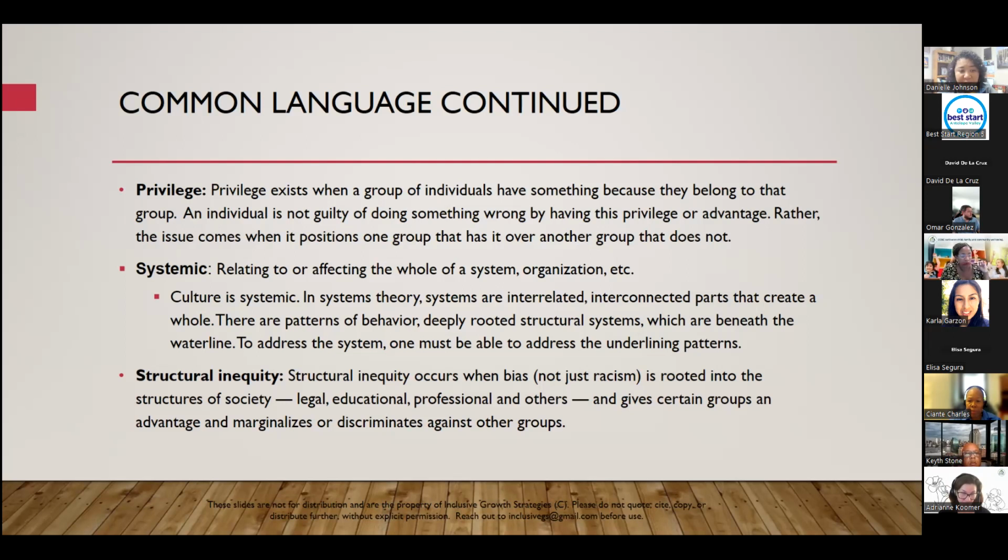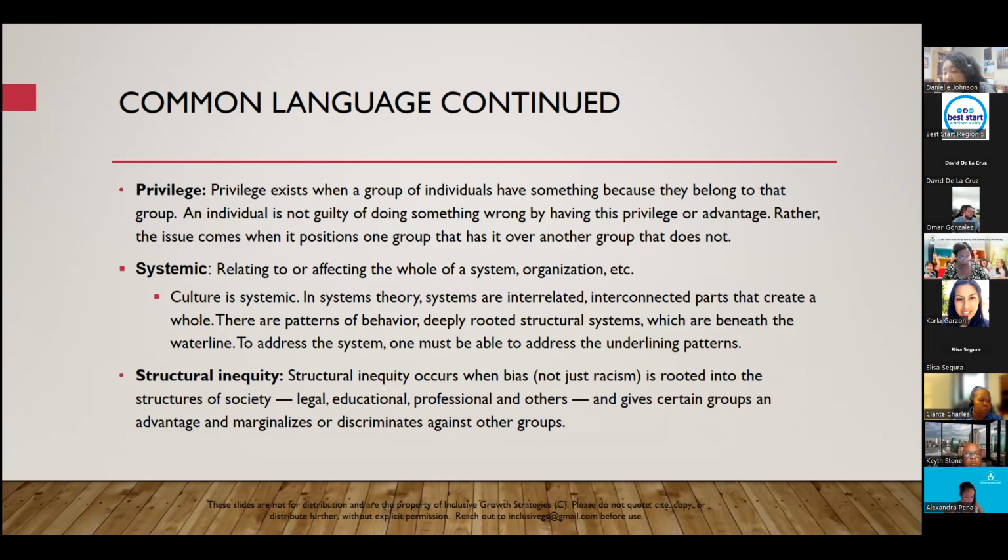Understanding systemic, there are systems always at play. You're in a system in your organization, right? There's the federal system, there's your national system. What are those systems and cultures? And culture is systemic. In systems theory, systems are interrelated, interconnected parts that create a whole. There are patterns of behavior, deeply rooted structural systems, which are beneath the waterline, right? There are a lot of systems that we're born into and that we kind of get categorized into. So what are those systems? And oftentimes to create big change, to catalyze change in DEI, you've got to examine the system that you're in and what's happening in that system.